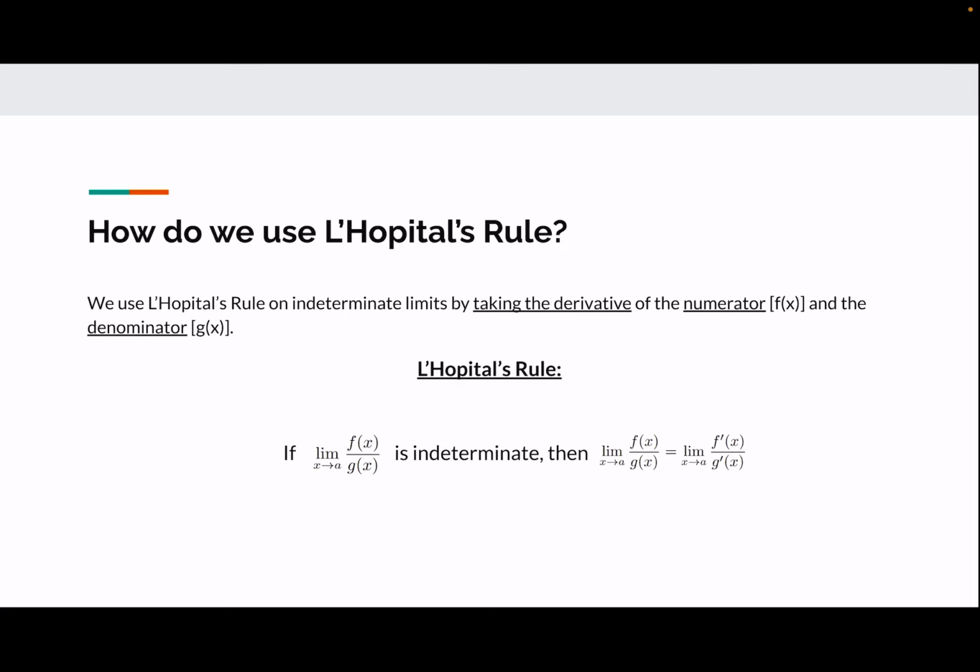as x approaches a. This might look a bit confusing at first, but the main important thing to realize is that if you get a limit that evaluates to infinity over infinity or 0 over 0, we can take the derivative of the numerator and denominator to hopefully simplify the limit to not get an indeterminate form when we substitute again. That's what L'Hopital's rule is. Let's see how we use it.